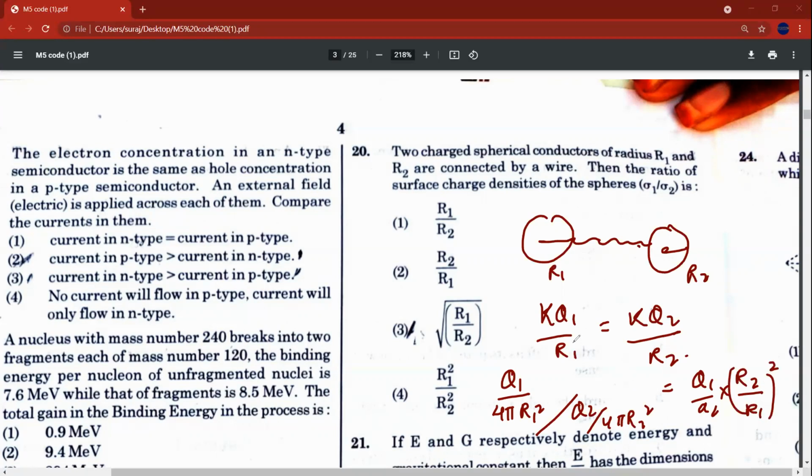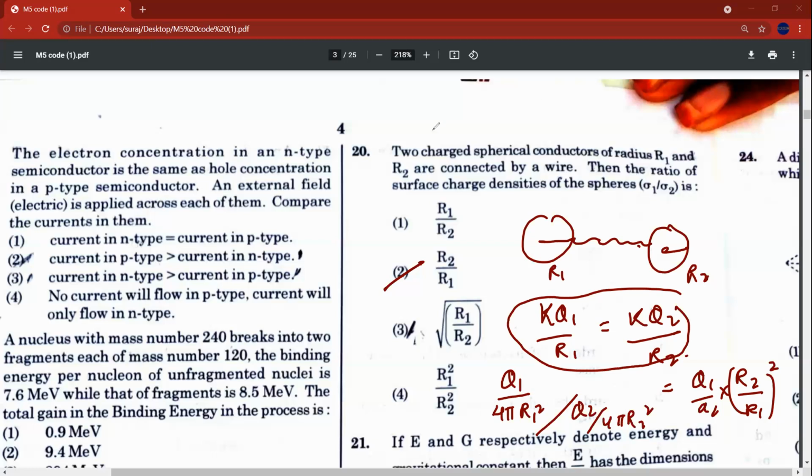Solve it, you'll get option 2, R2 by R1. Because Q1 by Q2 is what? Q1 by Q2 is R1 by R2 from this. At the end, you'll get R2 by R1 left out.